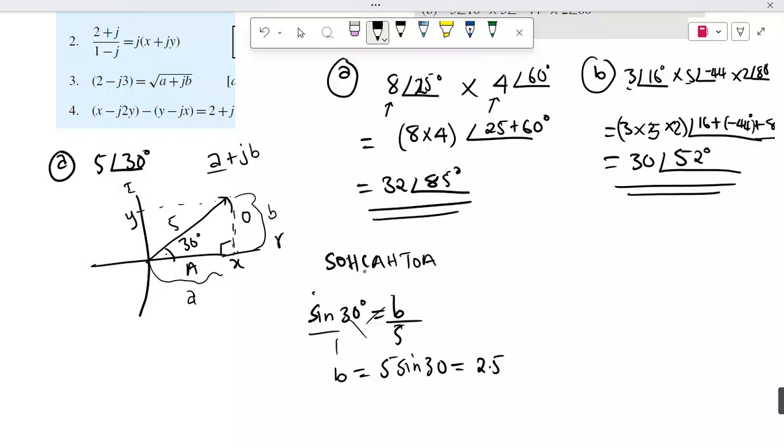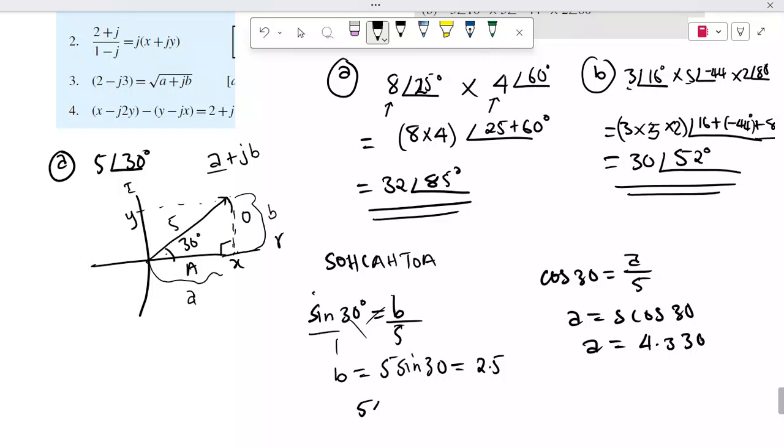Then for A we use cosine, because it is adjacent. So cos 30, this cosine adjacent is A, so A over the hypotenuse 5, which is R. Okay, so A equals 5 cos 30 degrees, so A equals 4.330.